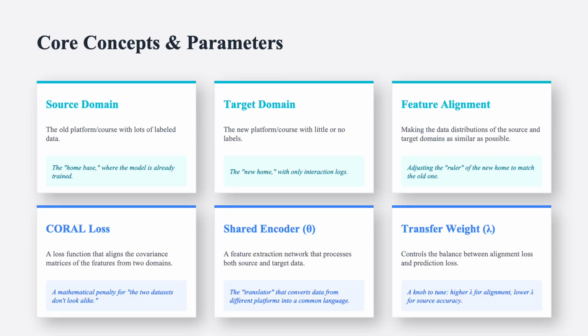Let's break down the key concepts. The source domain is the environment where the model was trained, with plenty of labeled data. The target domain is the new environment, with little or no labels. Feature alignment is the process of making the data from the target domain look like the data from the source domain. The CORAL loss is a specific mathematical tool to measure and minimize the difference between the two data distributions. A shared encoder acts as a translator, and the transfer weight is a parameter that balances how much we prioritize alignment versus keeping the original model accurate.